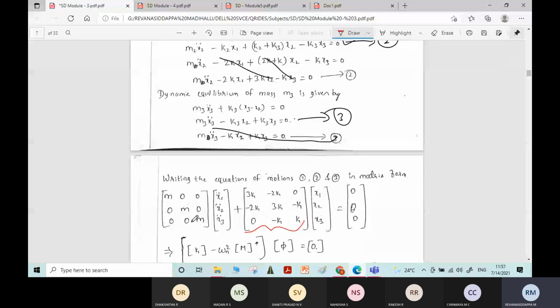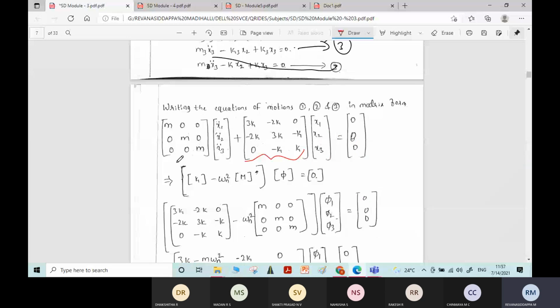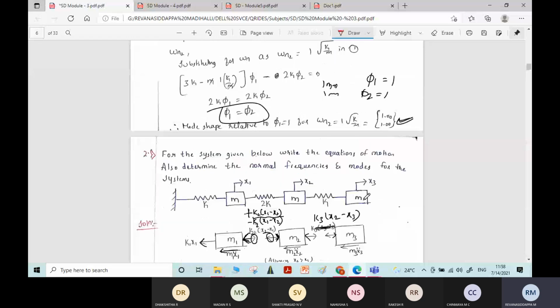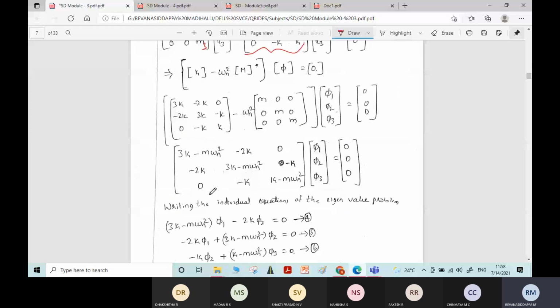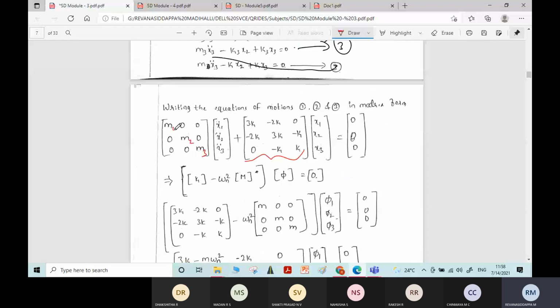There are three masses, so you need to write a three-by-three diagonal mass matrix: m1 0 0, 0 m2 0, and 0 0 m3. Whatever the m1, m2, m3 values given here, all are the same only. m1 is equal to m, m2 is equal to m, and m3 is equal to m. Sometimes he will give different values. If different values are given, those different values should be incorporated here. Okay, so all are m only, so directly written as m m m.